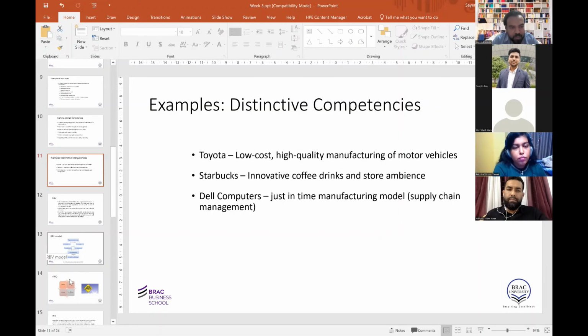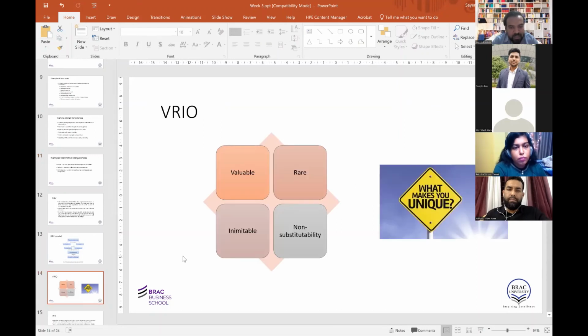But now I want to introduce you to a new concept. VRIO. This is another framework that we need to be aware of. So the VRIO framework is a tool through which an organization can analyze its internal capabilities. So the question is, what makes you unique as a brand? All right. So think about those factors.